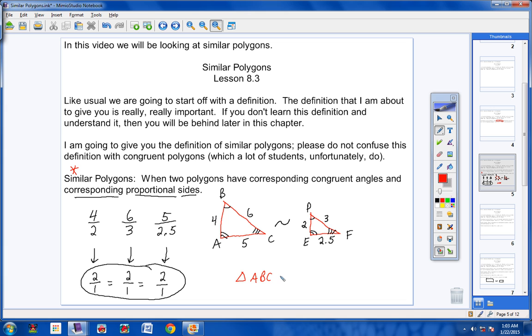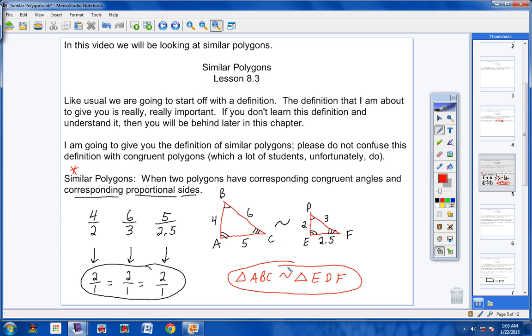Triangle ABC is similar to triangle... Now be careful. You put A first. A has 2 marks. Which angle has 2 marks over here? E. B is second. B has 1 mark. Which angle has 1 mark? D. And of course the only letter left is F. That's called a similarity statement. Or a statement of proportionality. Sometimes it's also called a congruent statement.